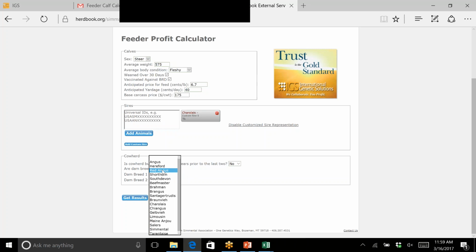And if I understand correctly, it sounds like the bulk of these bulls will be going, at least with high likelihood, on high Angus cows.